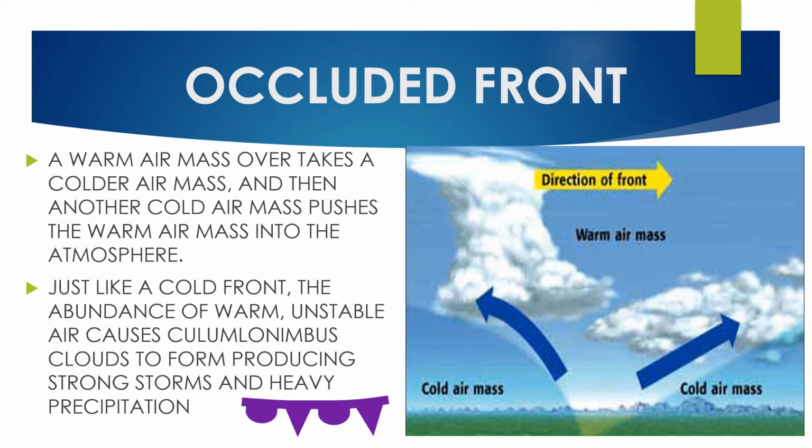You get some very severe thunderstorms that can happen. Very heavy precipitation, strong storms. Sometimes you get hail with these types of fronts because the colder air is freezing the water vapor, and it's going higher and higher in the cloud, getting bigger and bigger, and then falls to the earth as hail as it gets denser and denser. So like I said, a warm air mass is overtaking a colder one. Another cold air mass comes in, pushes all that warm air up into the atmosphere, creating those clouds, creating a lot of weather. That is an occluded front.